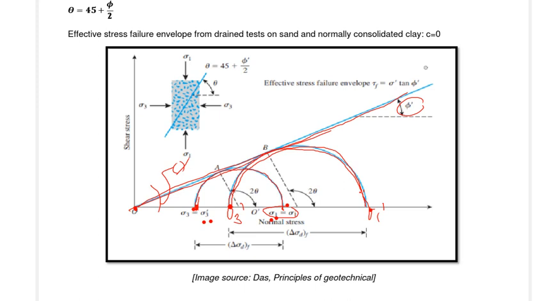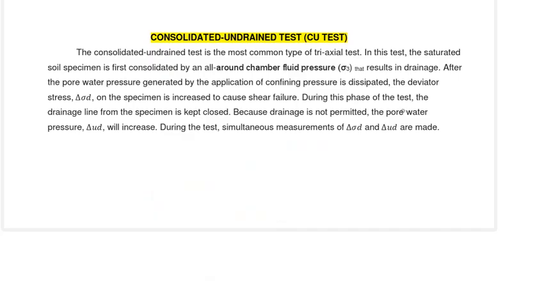So, in this case, yung CD test natin, this will be an effective stress failure envelope. So, yung phi and C natin will be effective strength parameters as noted by the use of yung prime symbol natin. Pag may prime symbol, that is an effective. So, now let's consider the CU test, or the consolidated undrained test.